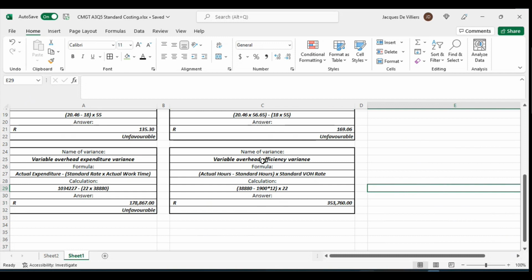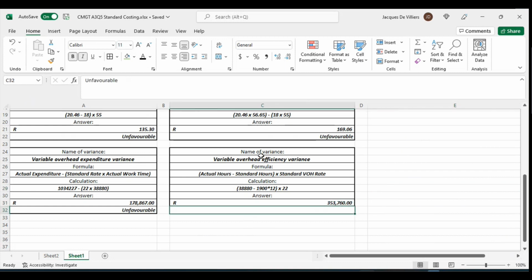So if I look at my variable overhead efficiency variance, I see that now it is 350,000 more than what I expected it to be. Once again, the real is more than the expected, and therefore it is unfavorable. If ever you get a negative value, you will write it down as a positive value, but you will say it is favorable.